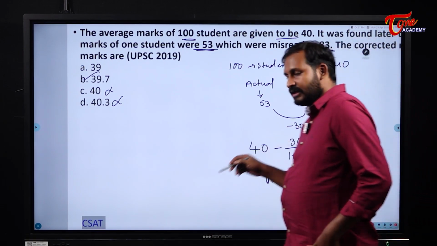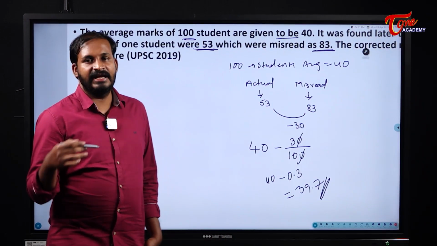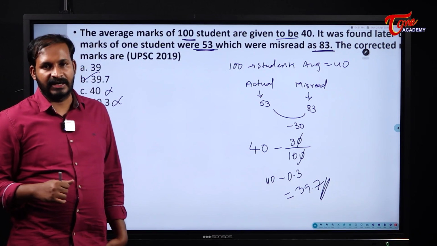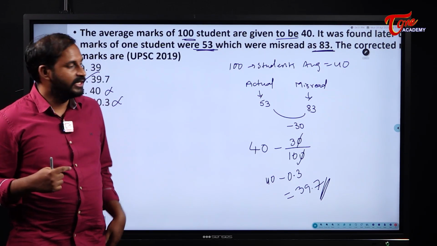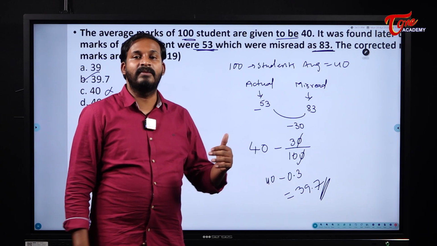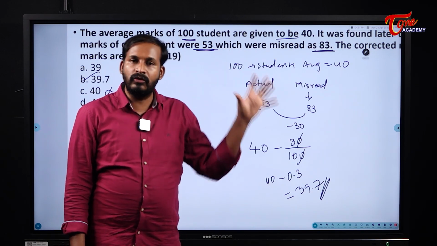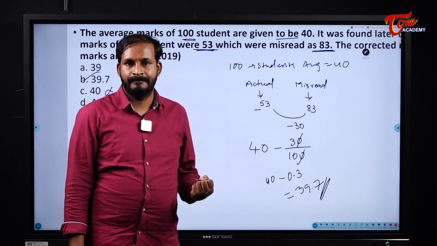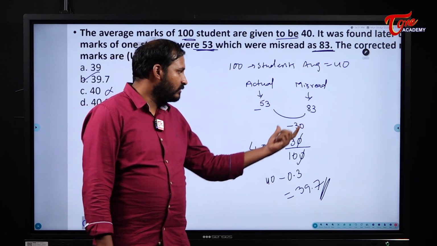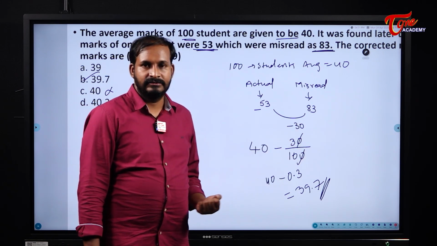See students, if extra is added, definitely we need to subtract. If less is added, we need to add. Here we added 30 marks more, so from the total also I need to subtract 30. So minus 30 by 100.